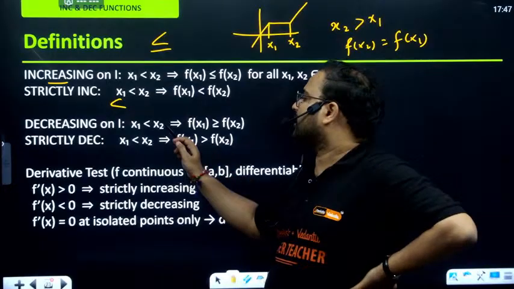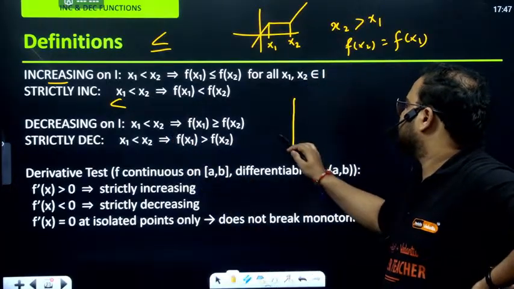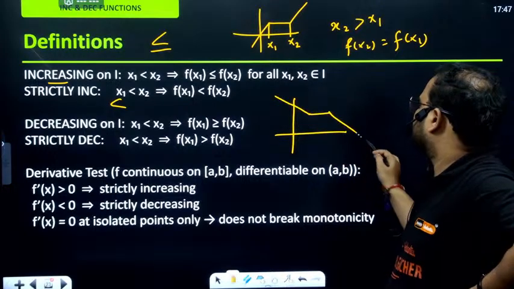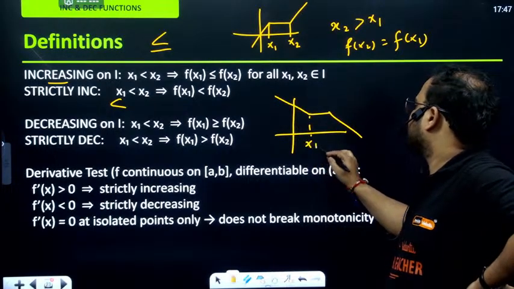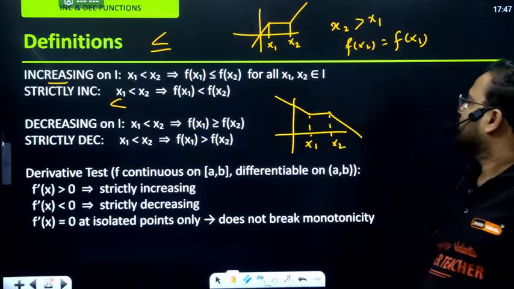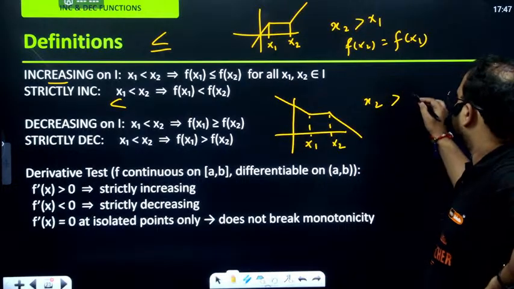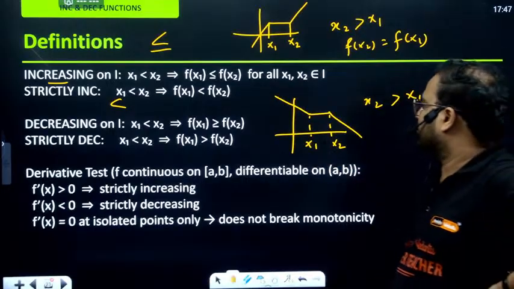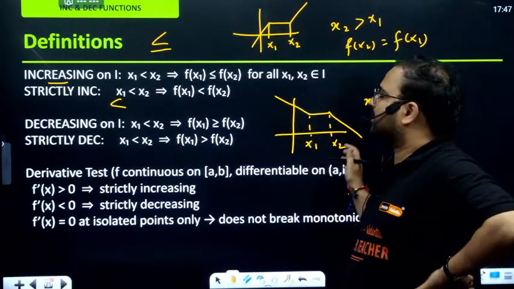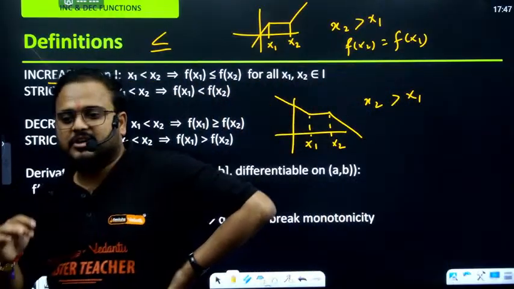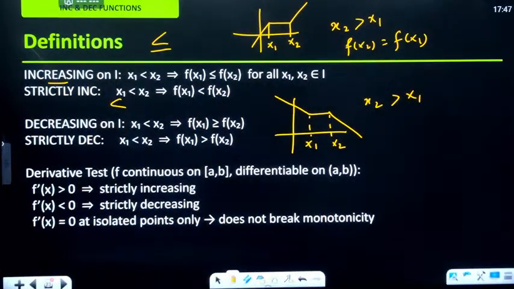If this is just the opposite, look at this. We have decreasing, constant, back to decreasing. This value is x1, this value is x2. So even though the x2 value is more than x1, you can find this trend over here. If I talk about this point and this point, as you go towards the right, the y value is decreasing. Okay, clear, guys? I've done all of this already.